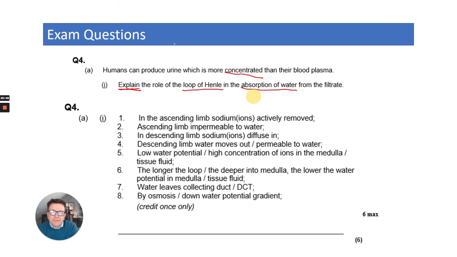So let's talk about the loop of Henle. Now in this question they've started with the ascending limb. You could start with the descending limb. You don't have to do the ascending limb. So all those kind of key points. You do need to talk about water potential, so in terms of low water potential, high water potential. You could mention the longer the loop, the lower the water potential in the medulla is. You need to talk about water leaving the collecting duct or the DCT. And because it doesn't say it in the stem of the question, you can say by osmosis.